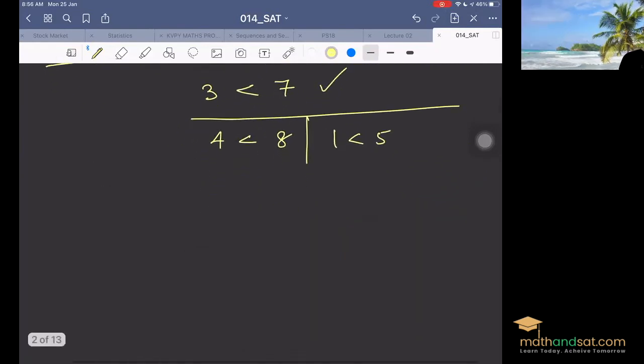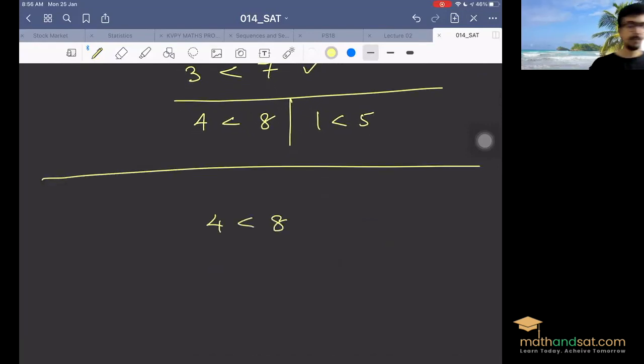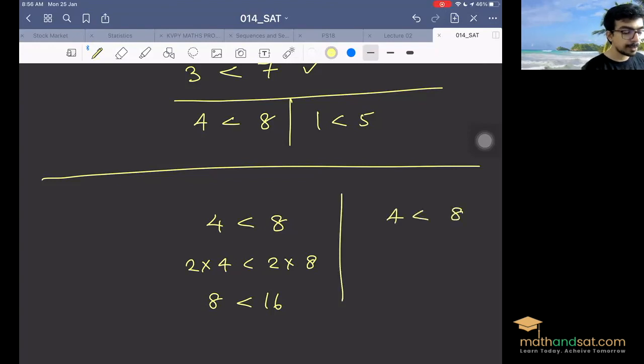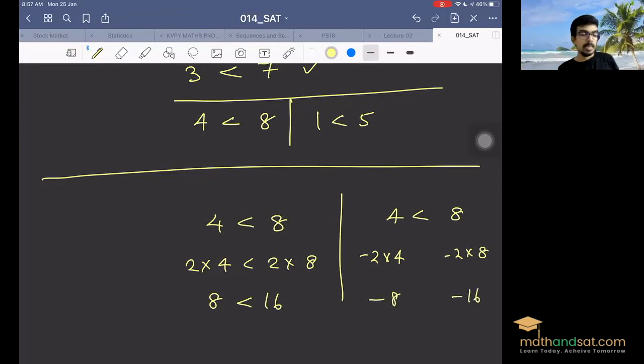Say, suppose we have 4 less than 8. Say you are multiplying both numbers with 2. So 2 times 4 is less than 2 times 8. This is perfectly fine. 8 less than 16. But if you are multiplying with a negative number, what happens? This is minus 2 times 4, and this is minus 2 times 8. This is going to be minus 8, and this is going to be minus 16. Now tell me what happens.